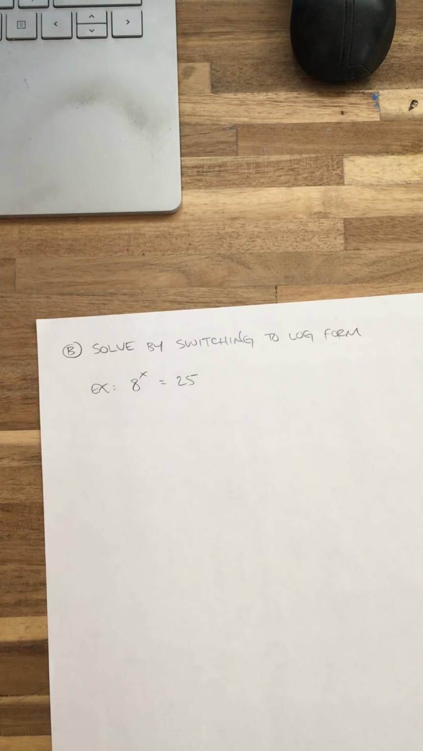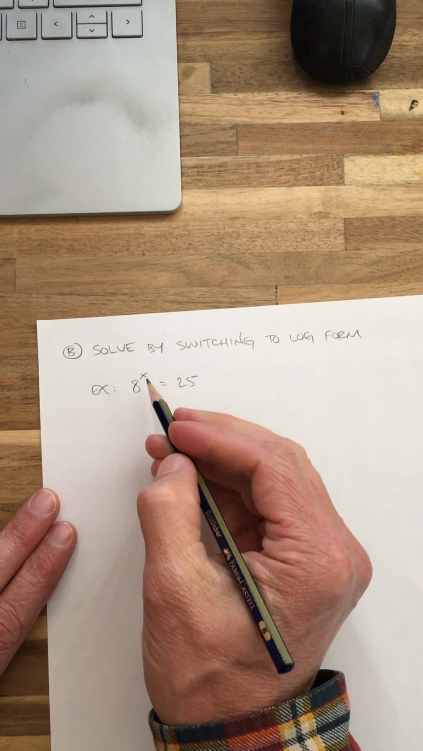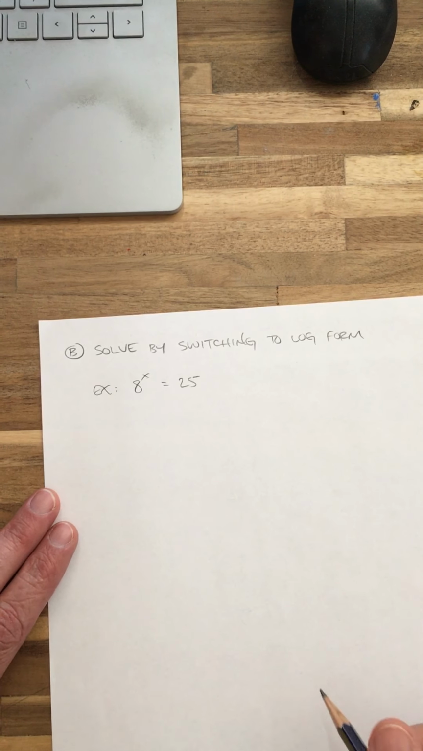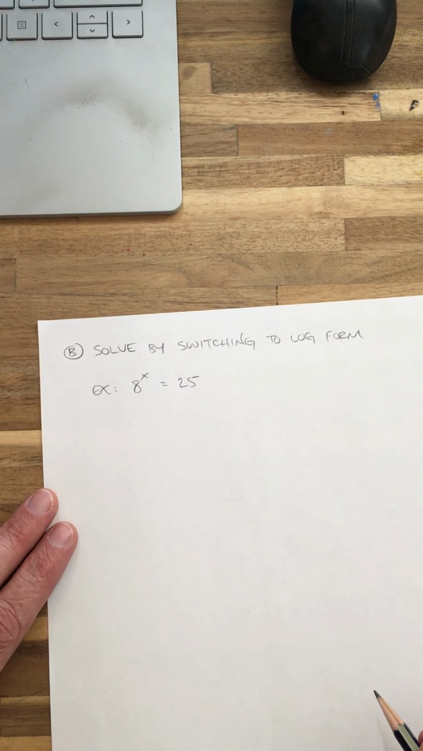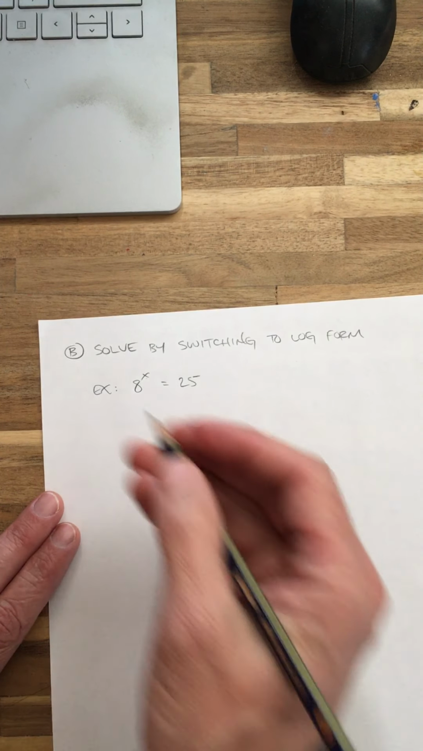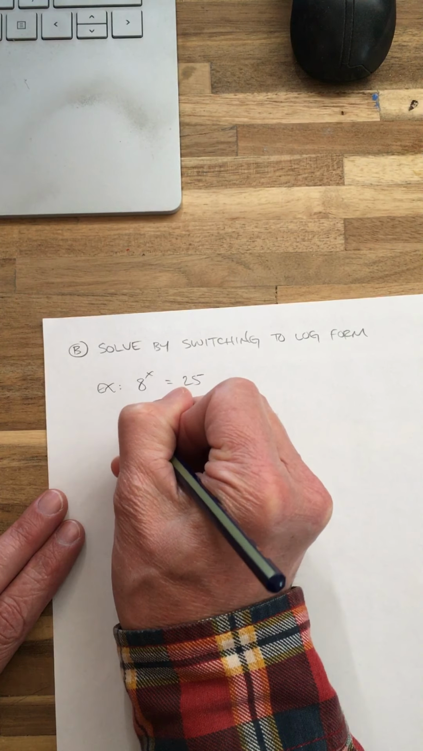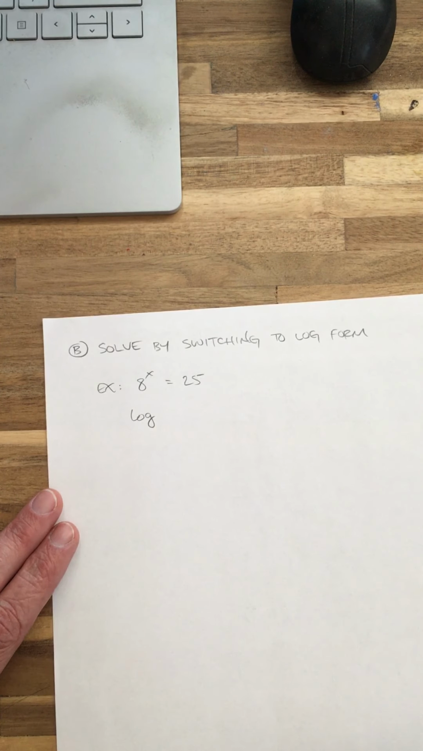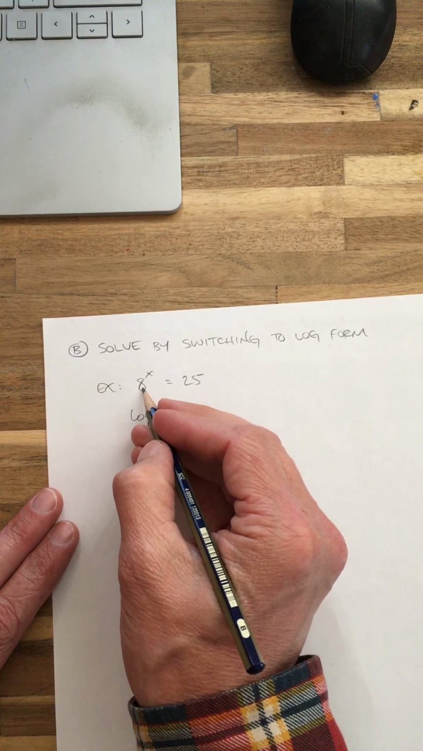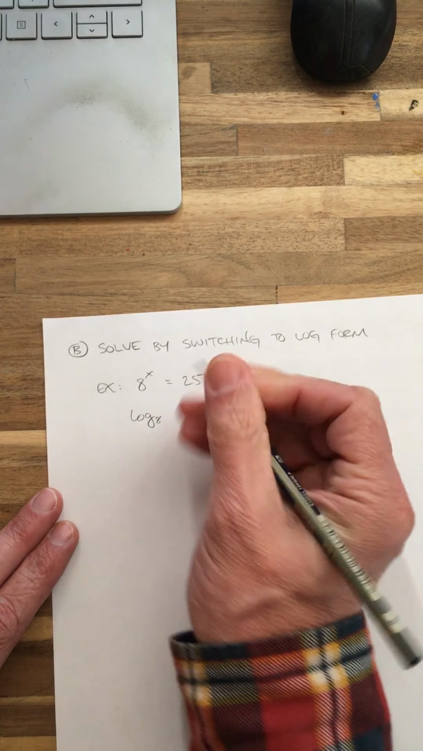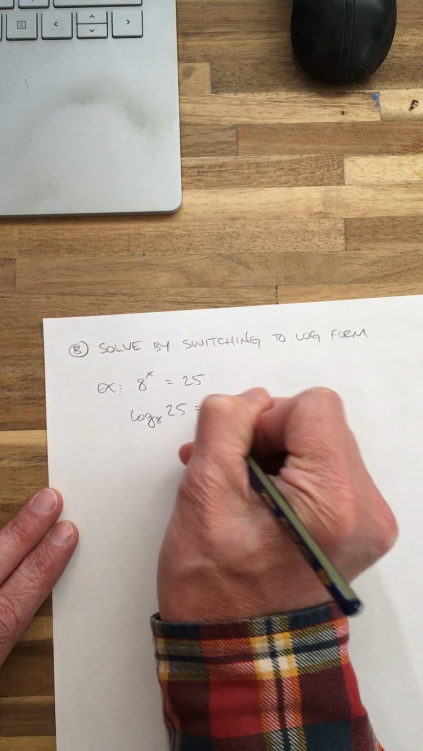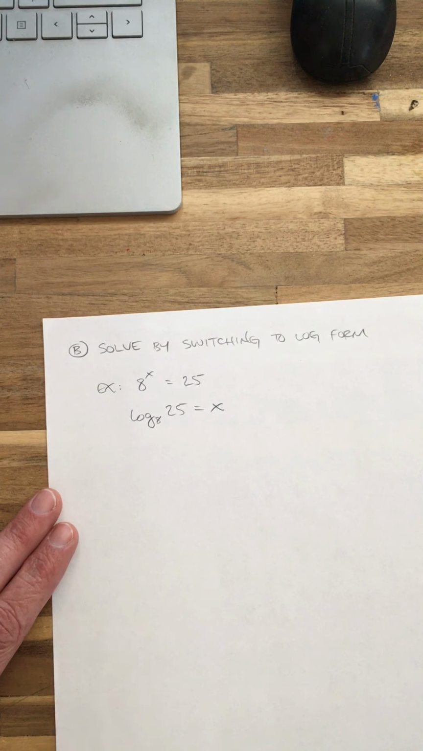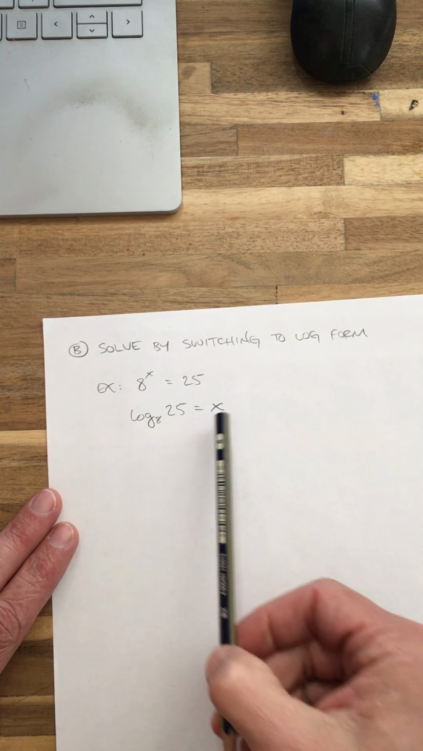Okay, so remember, we're trying to solve for x, right? But x is written as the power, okay? We're switching to log form because logarithms give us the power, okay? So switch to the log form. That means you're going to see log, right? And log base something. What's the base here? The base is 8, so log base 8 of 25 is going to equal our x. And now all you have to do is solve for x, right?